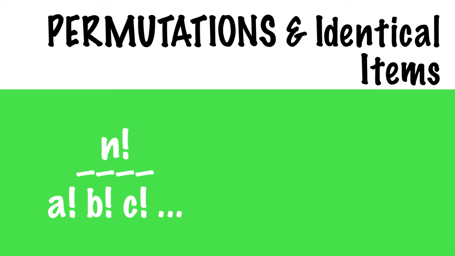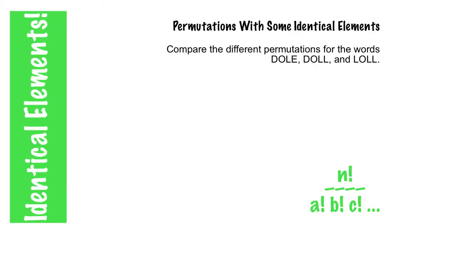Let's look at permutations with some identical items. So looking at the number of ways you can arrange letters of a word, let's compare a word with 4 different letters, a word with 2 of the same letter, and a word with 3. So the first word, dole, all the letters are different. So you can arrange that word in 4 factorial different ways, otherwise known as 4P4, which will be 24 different ways.